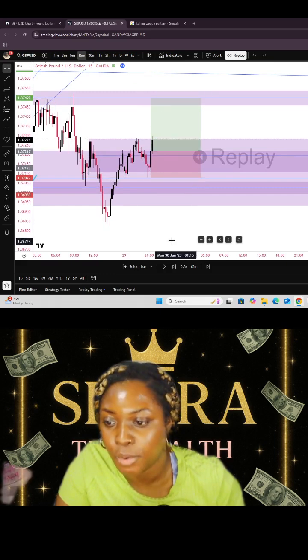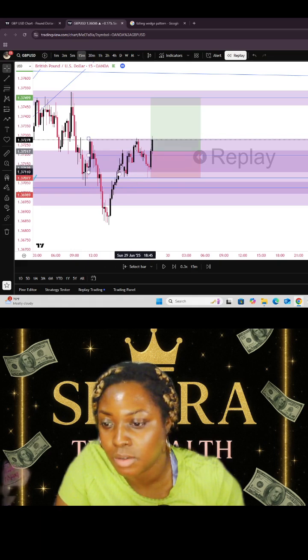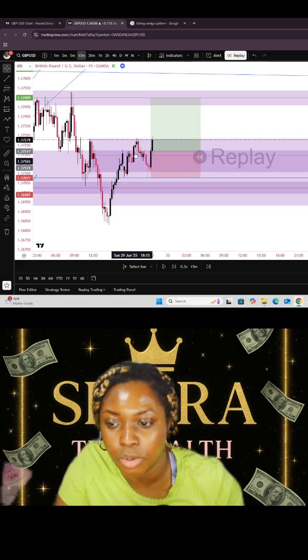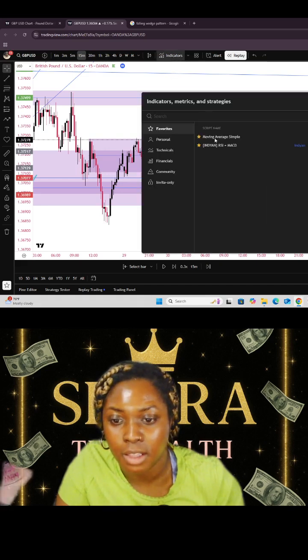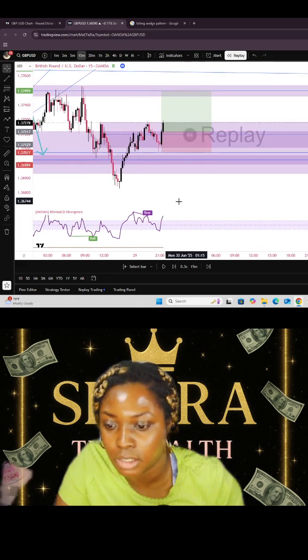Okay, so we had our 3 confluences. Price broken retest, okay, which was 1 confluence. It gave us an impulsive move up, letting us know that it wants to continue moving bullishly. Okay, and then it came back, retested that same area again, and then let's add our indicator on here. Let's see what our indicator is telling us.